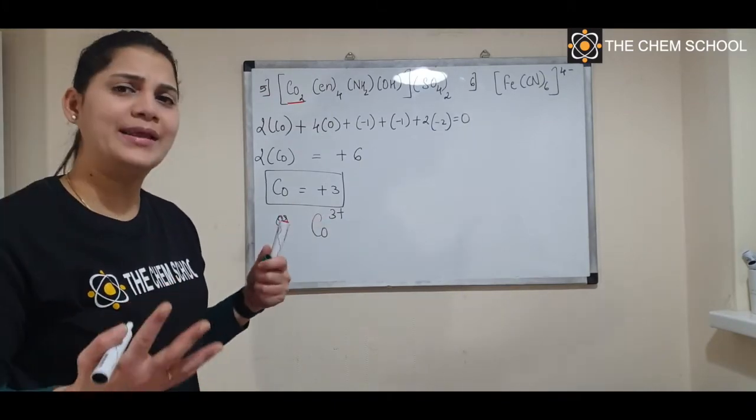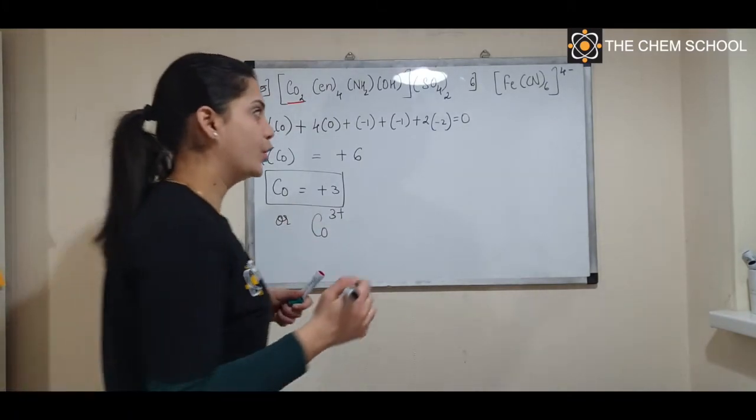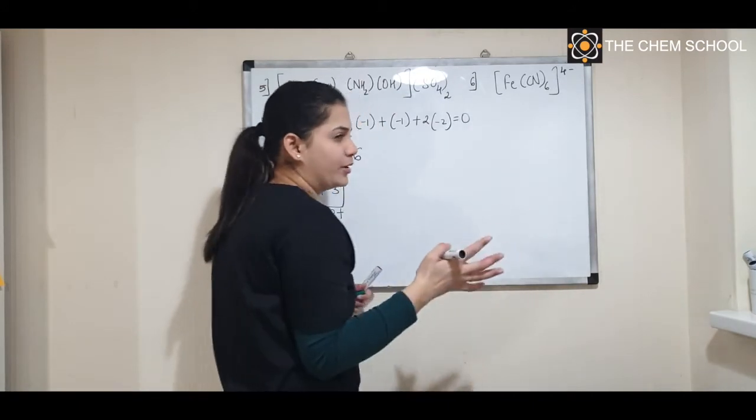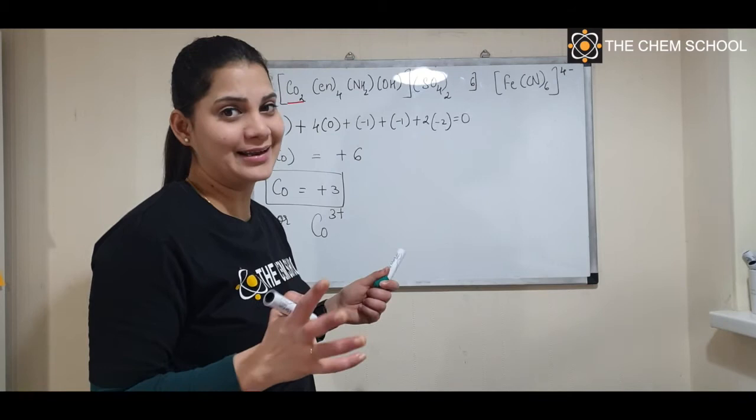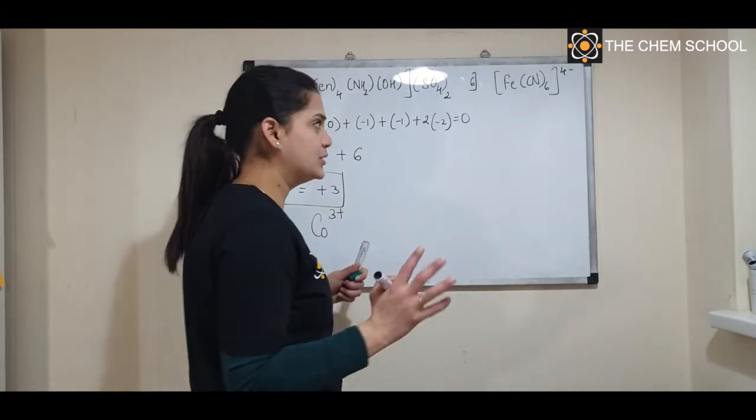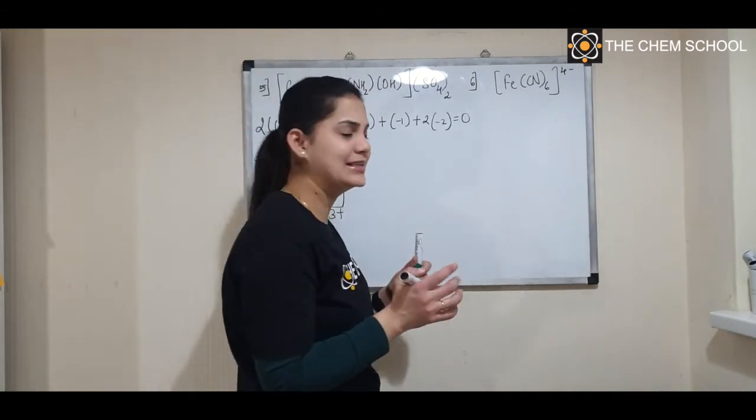Now let's take one example with the charge on the square bracket. Okay, so now this is again very important, that it can be potassium ferrocyanide or potassium ferricyanide, or it can be sodium ferrocyanide and so on. So let's talk about the charge and then we can decide that.